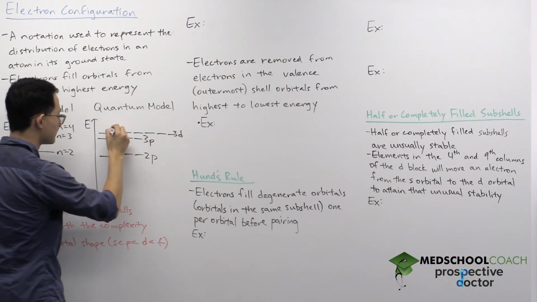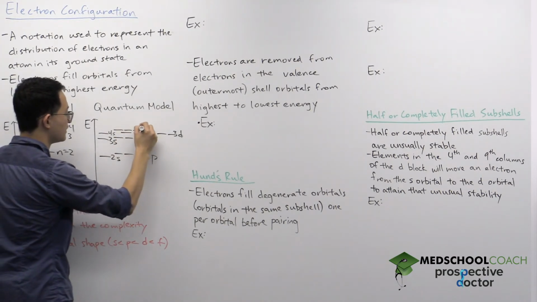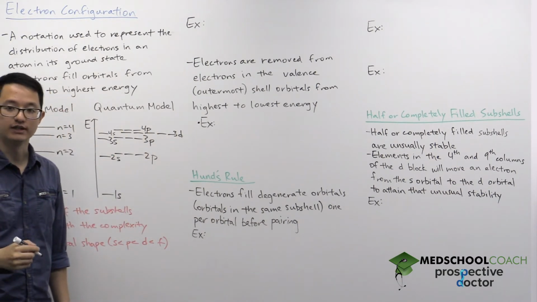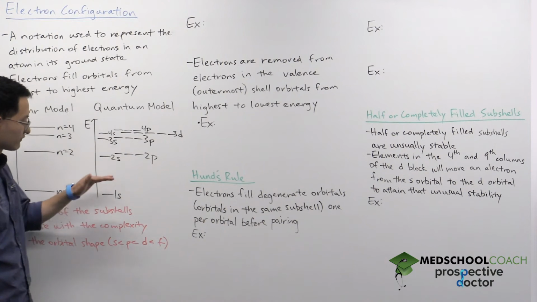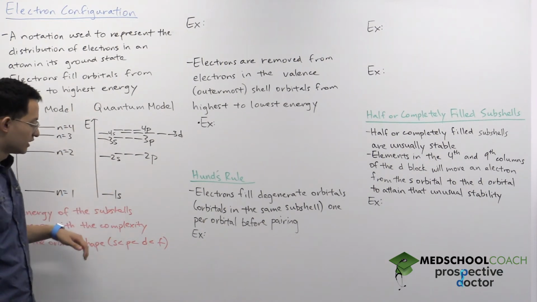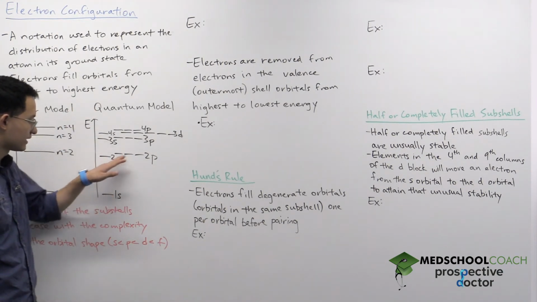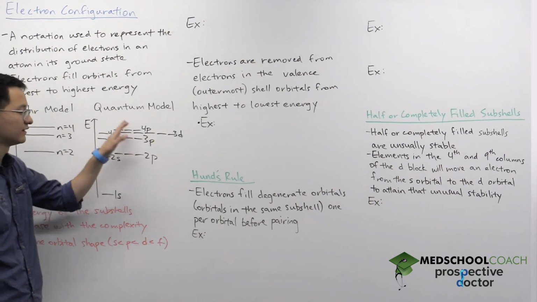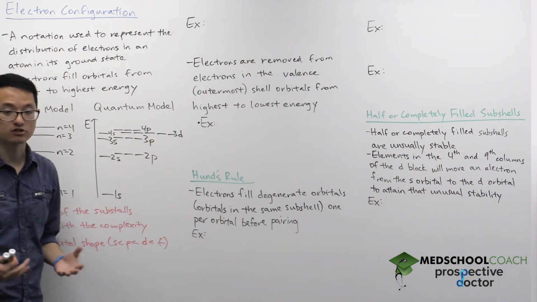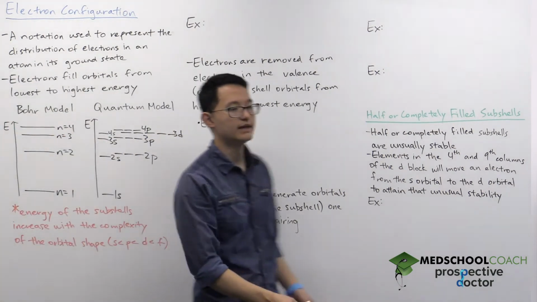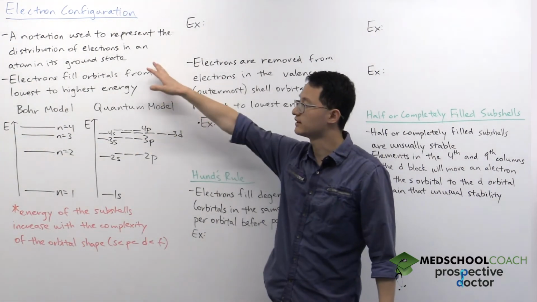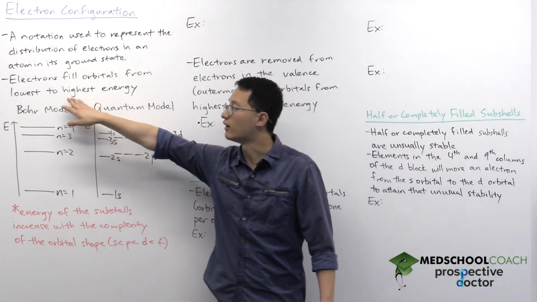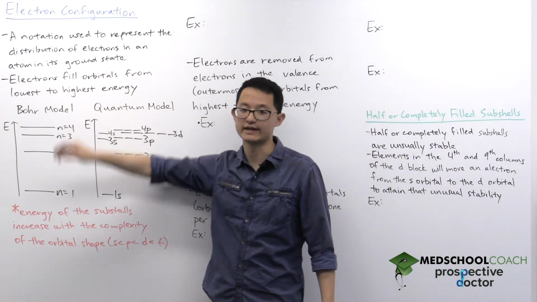But by the time you get to the 4p subshell, it is higher in energy. So that means as we're going from lowest to highest energy, we'd go from 1s, 2s, 2p, 3s, 3p, 4s, 3d, 4p, and so forth. Now, this is important because when we're drawing the electron configuration of an atom in its ground state, we fill orbitals from lowest to highest energy.